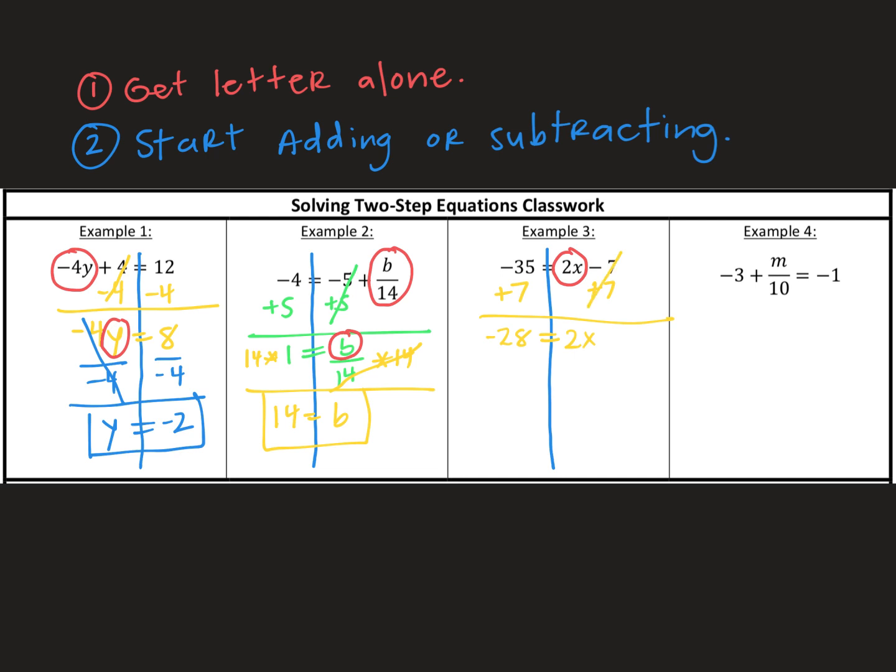Now we need to get that x by itself, and we have positive 2 times x. So to undo our multiplication, we're going to divide both sides by 2. When we do that, negative 28 divided by 2 is negative 14, and that equals x.